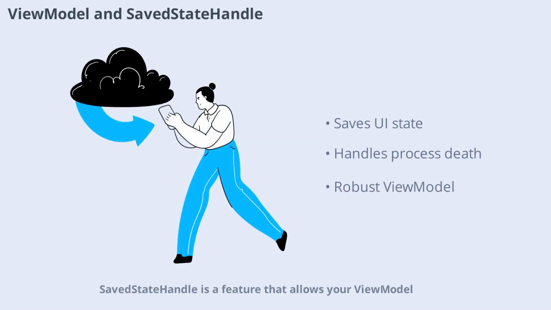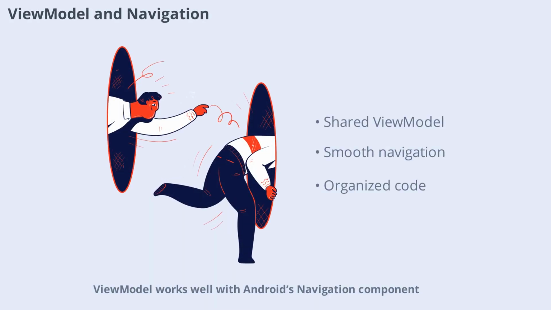SavedStateHandle is a feature that allows your ViewModel to save and restore small amounts of UI state. This is useful for handling process death or restoring state after the app is killed in the background. By using SavedStateHandle, you can make your ViewModel even more robust. ViewModel works well with Android's Navigation component. By sharing a ViewModel between fragments, you can easily pass data and state as users navigate through your app. This makes navigation smoother and your code more organized.